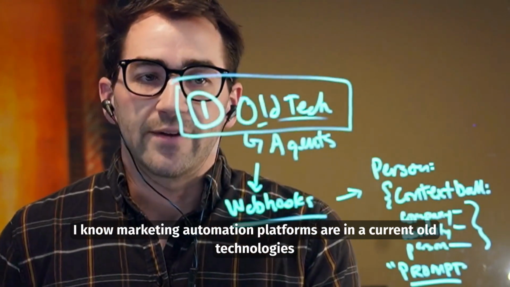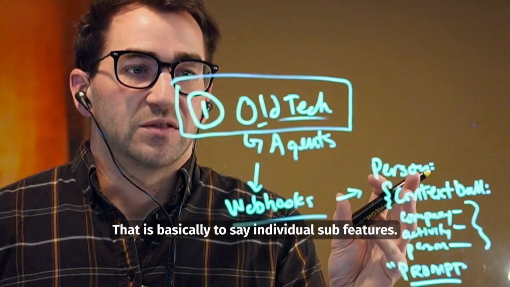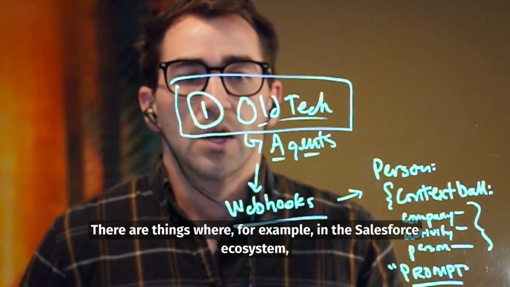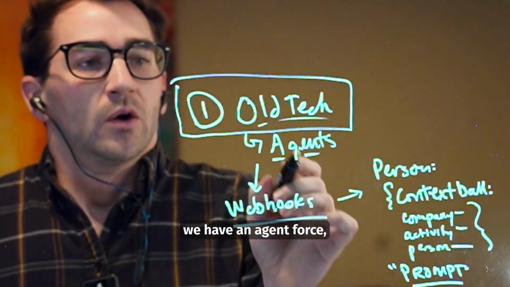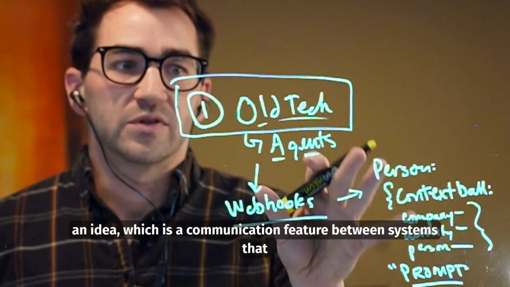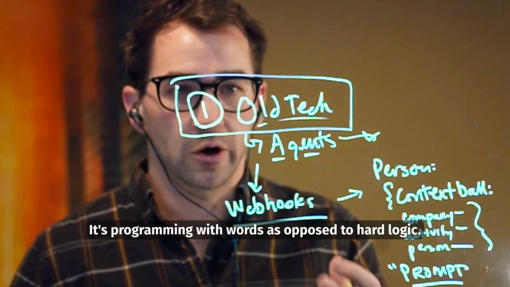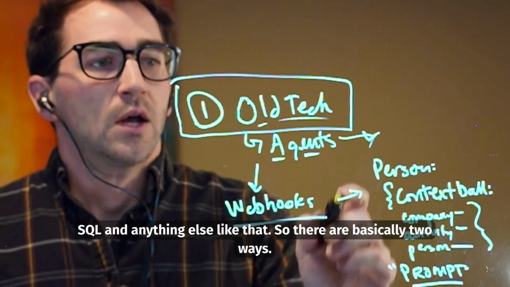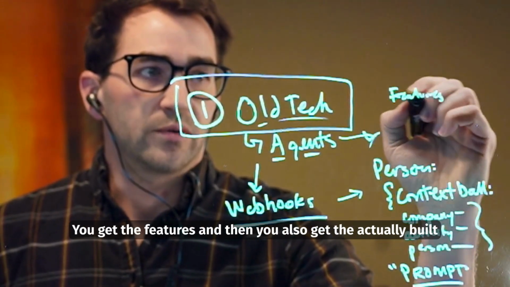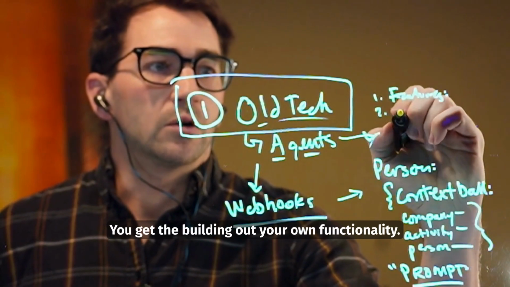I know marketing automation platforms, as current old technologies, are in a race to roll out agents and AI. That is basically to say individual sub-features. These end up being feature agents. For example, in the Salesforce ecosystem, we have Agentforce, which is a communication feature between systems that is based on this agentic, large language model approach. It's programming with words as opposed to hard logic, SQL, and anything else like that. So there are basically two ways. You get the features built by the company, and then you also get the other one: building out your own functionality.